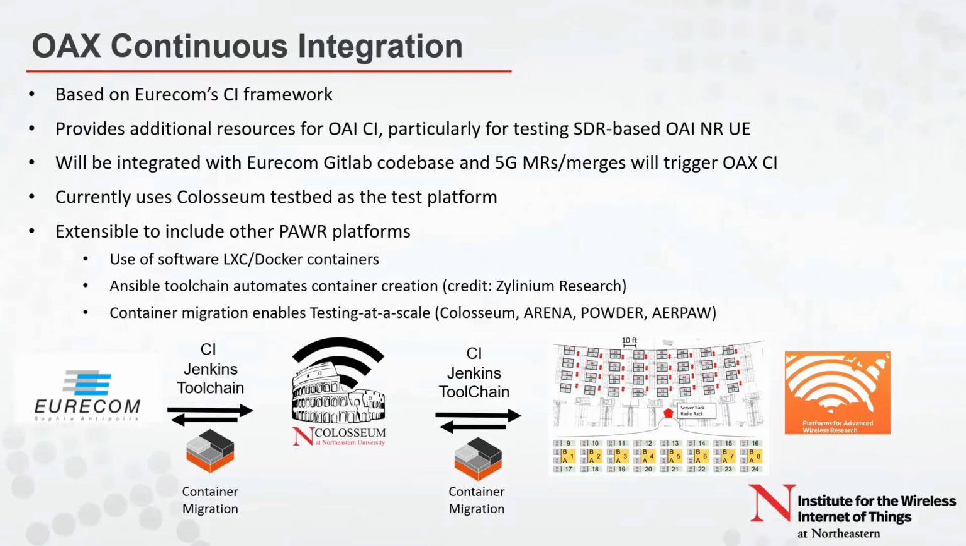Power platforms make use of software containers, LXC or Docker, to deploy software for experiments. We have deployed an Ansible-based toolchain, which was developed by Xylinium Research, to completely automate the process of building an OAI container, which can then be easily deployed on any platform. This would allow testing at scale by enabling these OAI containers to be tested on multiple platforms.